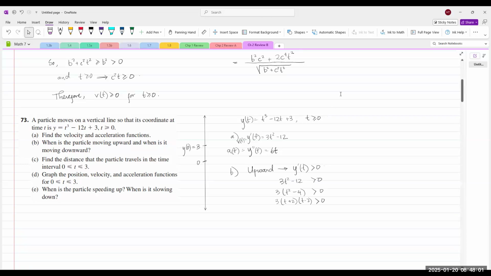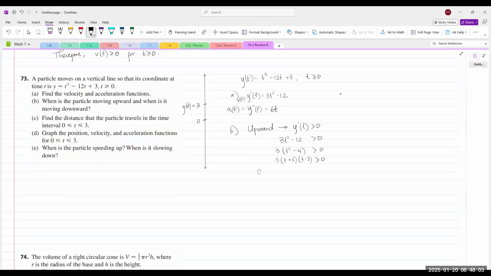Okay, so from there we see that the critical points are when t equals -2 and t equals 2. But t equals -2 doesn't count though. Oh, well, anyway, let me just go on with the sign graph. When t equals -2 and t equals 2, the velocity is zero. This is positive, negative, positive. But our domain is actually just from 0.